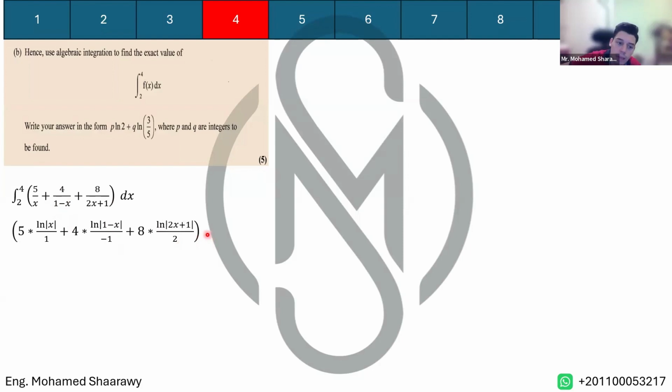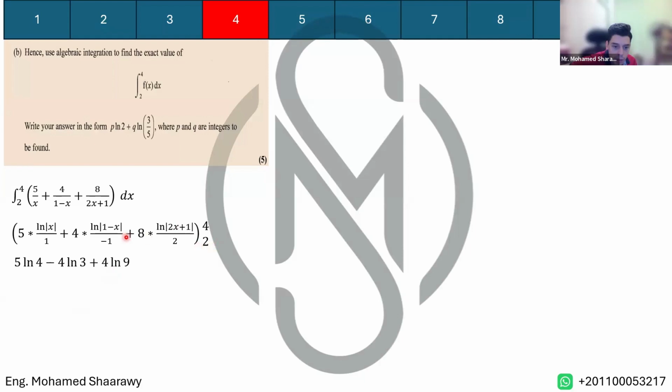Do I have plus c? No, I have some limits to be substituted, so let's substitute these limits. First, let's replace x with 4. So ln 4 over 1 is ln 4. This will be ln 3. This will be ln 9.